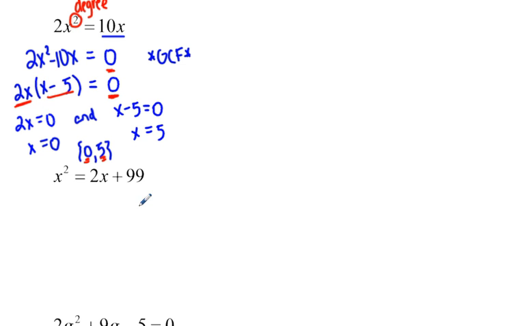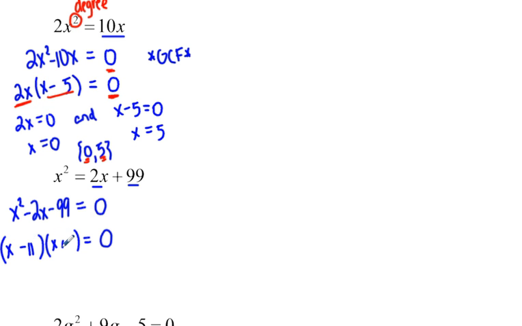For our next example, we have x squared equals 2x plus 99. I'm going to start off by moving the terms on my right over to the left. So my equation is now x squared minus 2x minus 99 equals 0. Next, I'm going to factor. This problem is a trinomial with a coefficient of 1 in front of my x squared term. So I'm going to factor this into the product of two binomials, which will be x minus 11 times x plus 9.